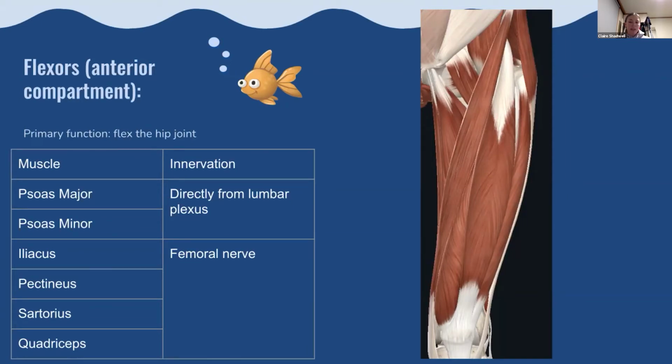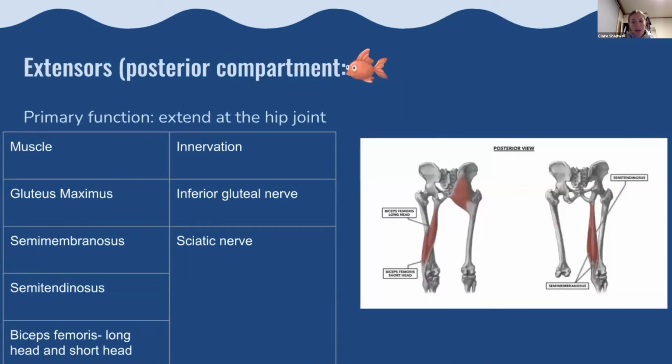And some of these they like to test you about, because if you cross over two joints, then you're actually having two functions. So the quadriceps help to flex the hip, but then they also help to extend the knee joint. So that's a little bit of a trick that they might get asked about. And these are the extensors, so they help pull the hip joint back. And so you have the gluteus maximus, semimembranosus, semitendinosus, and the biceps.